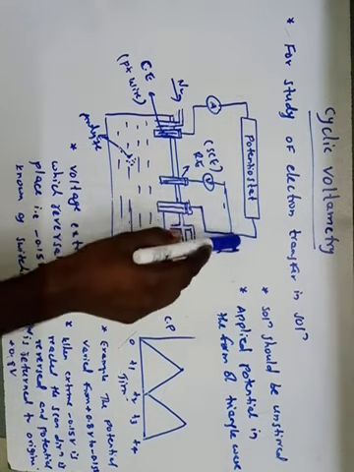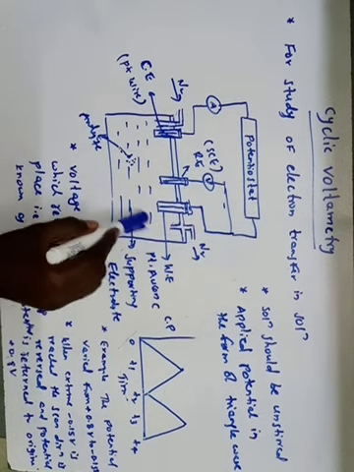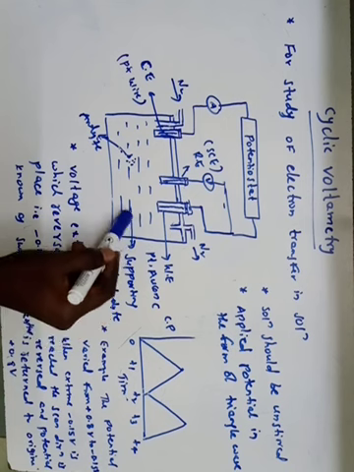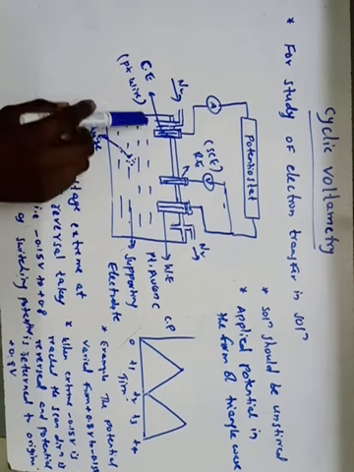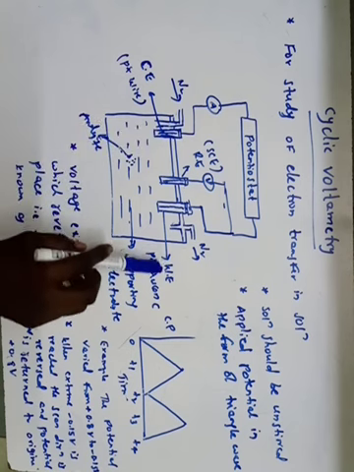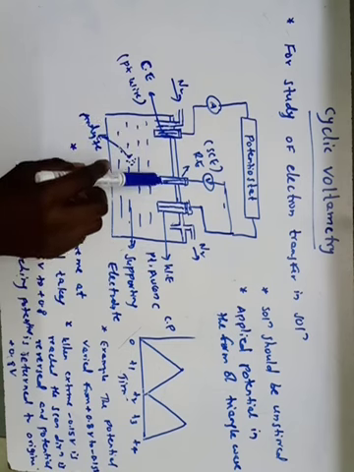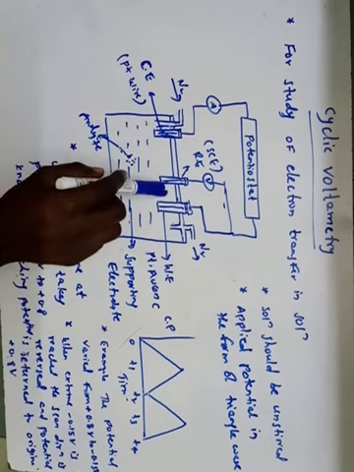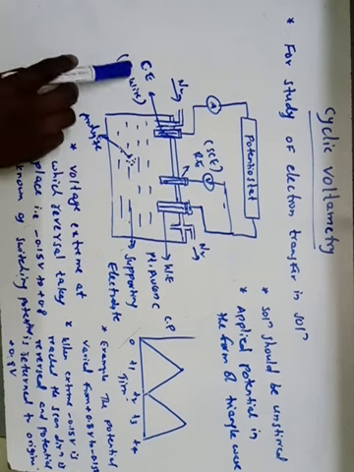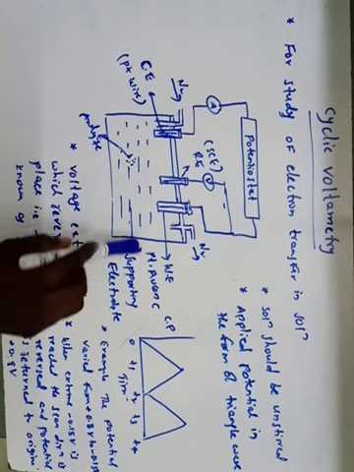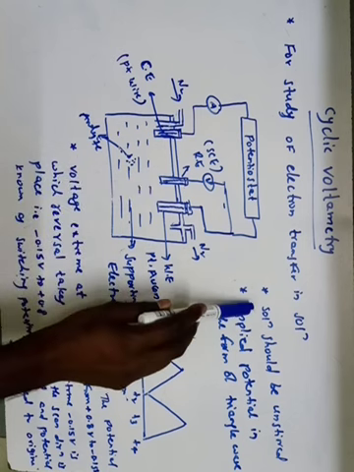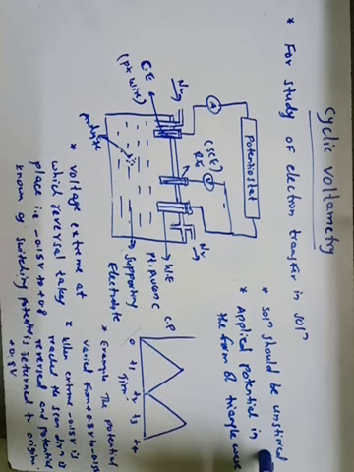When we apply the potential to the electrodes, the produced current flows between the counter electrode and the working electrode, but not through the reference electrode. And generally the solution should be unstirred.